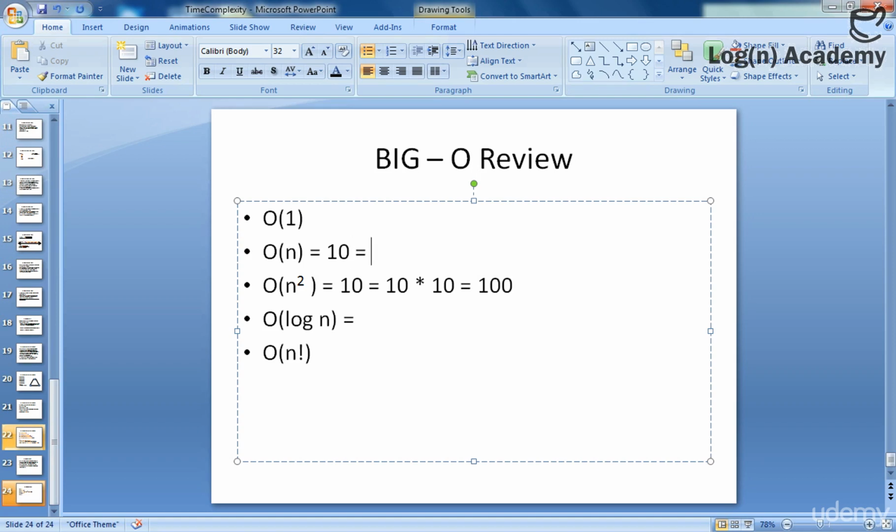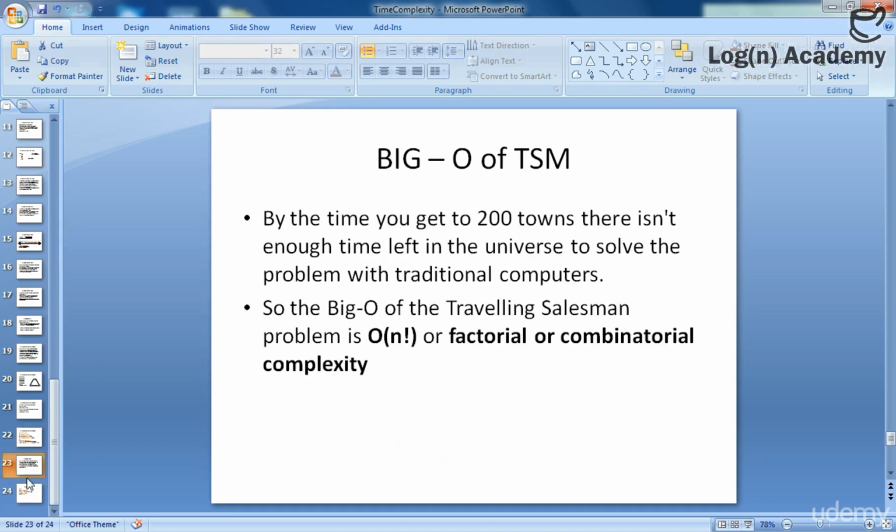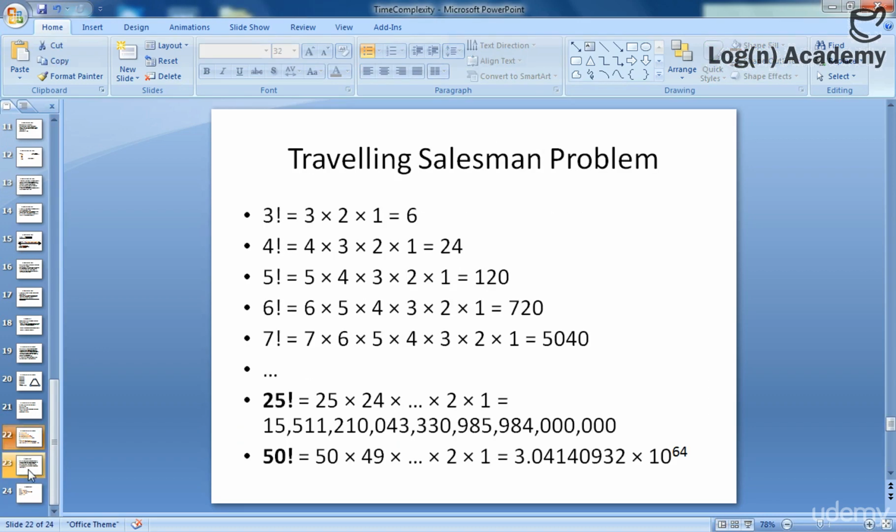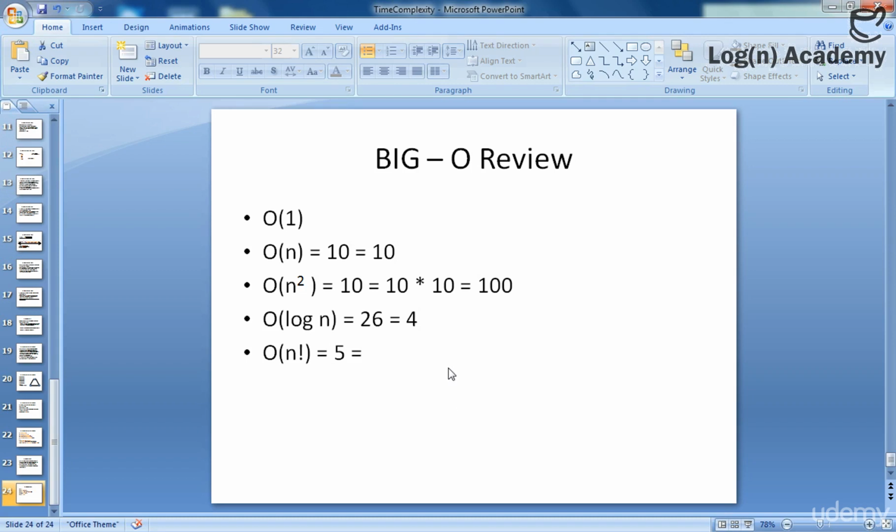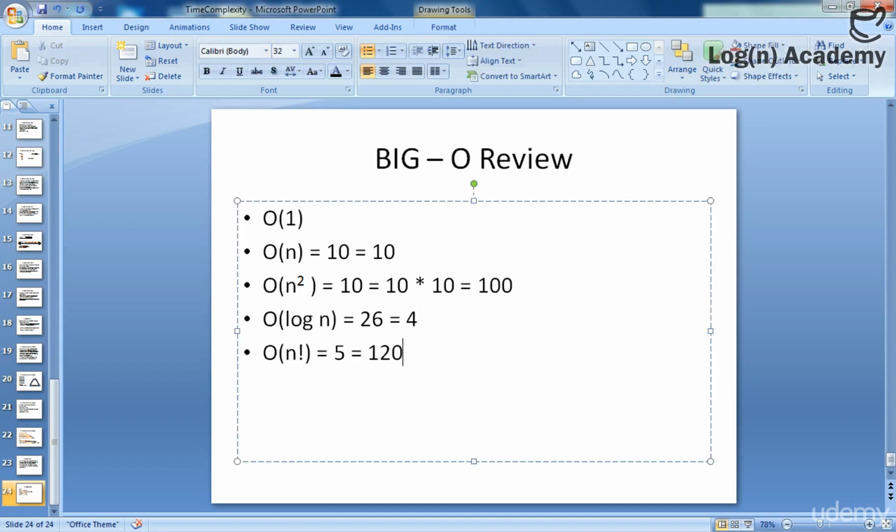Here, in O of n, the number of computations will be equal to the input size, and in log, if we have 26 as a number, then the number of computations we need to do is maximum 4. In factorial, if we have 5 as input size, the complexity will be, I forgot, 120, right? The number of computations will be 120.